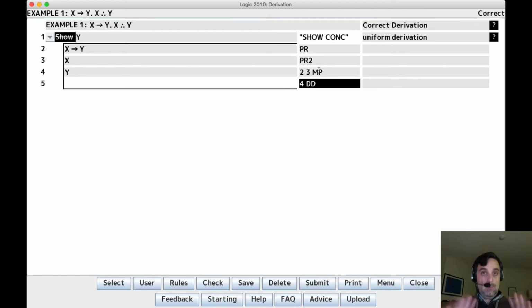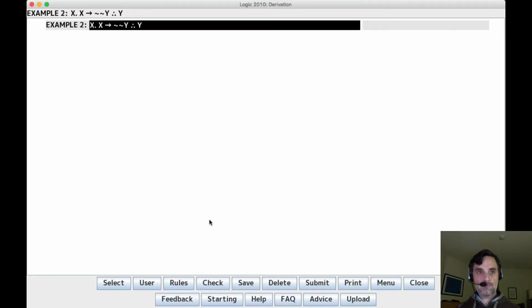Okay, so those are the 3 stages in as simple a derivation as we could do. Show the conclusion, enter the premises, apply Modus Ponens or Modus Tollens, get the conclusion, say we have it with direct derivation. Okay, let's look at another one.